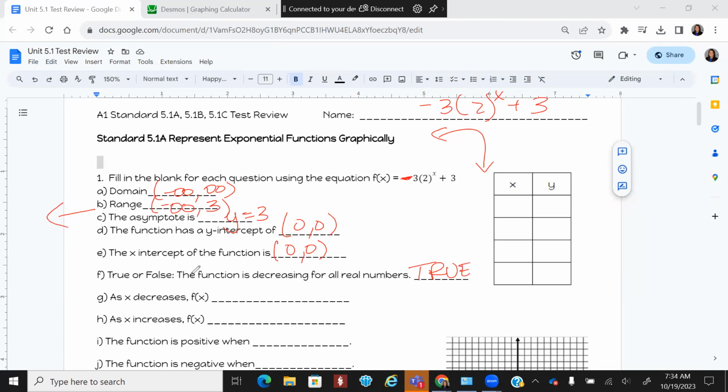So as we move to the left, what's happening to our y values? They're going to what number? 3. Or another way to say this is increases to 3. So as we move to the right, what happens to our y values? Where do they go? They go decreasing. Are there any questions on G and H?